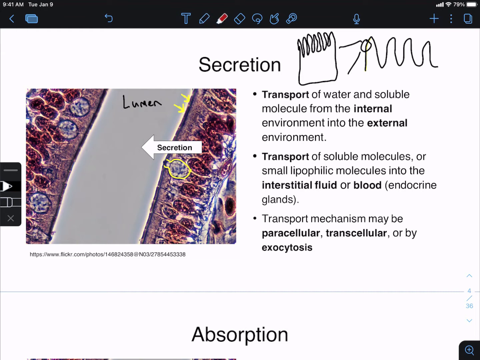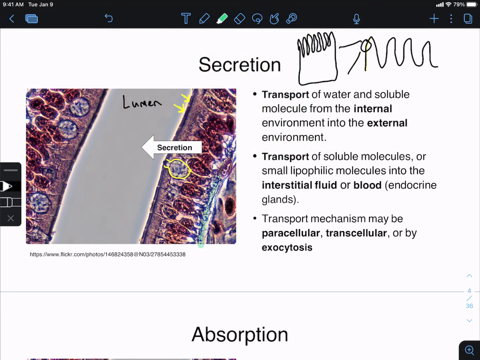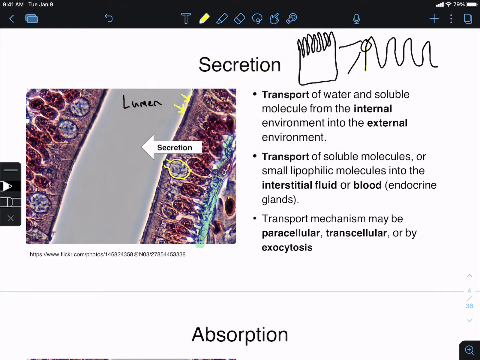Here we have the basement membrane. Let's pick a different color. We're going to pick green. Green sounds good. Basement membrane. And if you look right here, this is a capillary. And that's pretty important to understand, that we have capillaries running beneath the lamina propria, and that those capillaries are going to be what's picking up the nutrients from the small intestines.